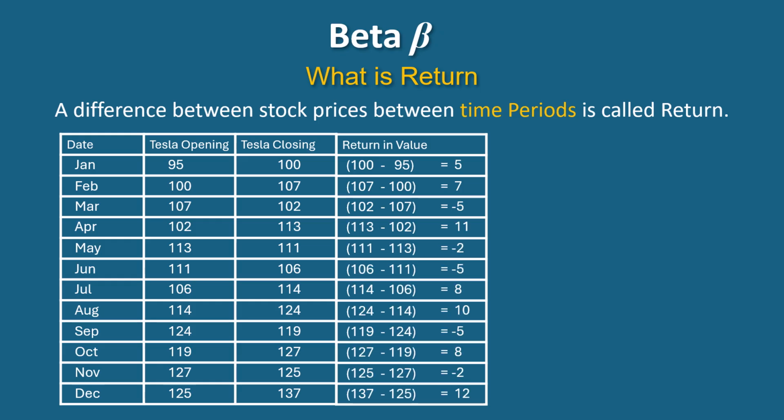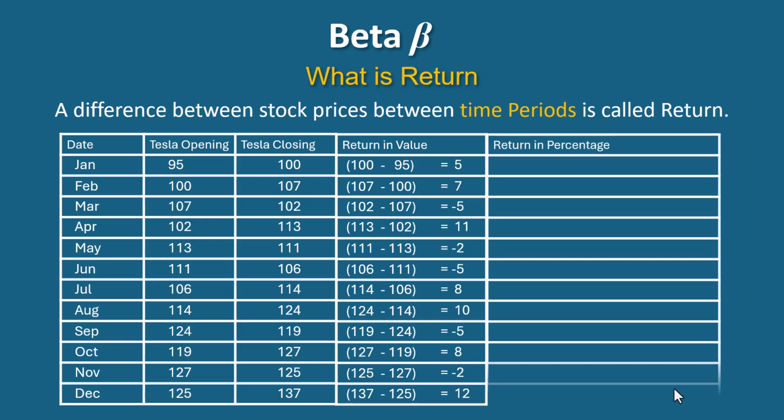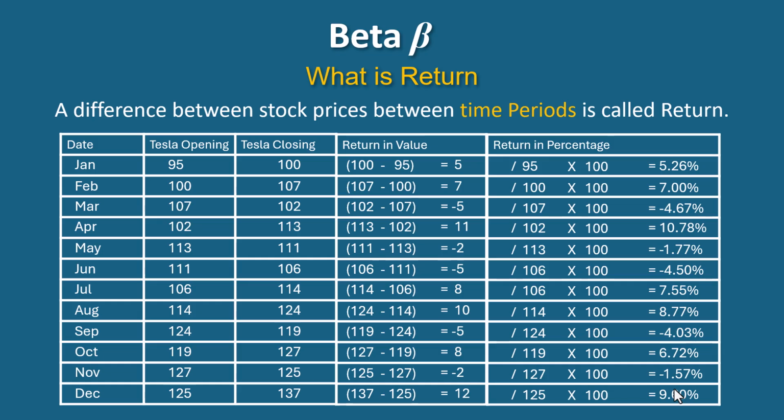If you want to calculate the percentage change, divide the return by the opening value and multiply by 100. January, 5 divided by 95 multiplied by 100 equals 5.26%. February, 7 divided by 100 multiplied by 100 equals 7%. March, negative 5 divided by 107 multiplied by 100 equals negative 4.67%. And so on for each month.